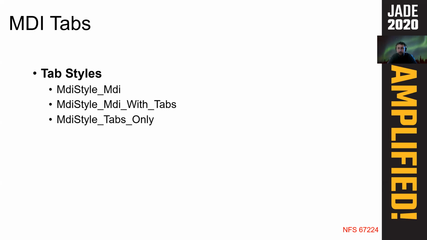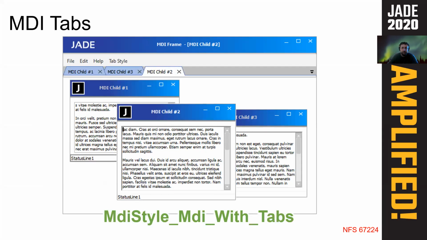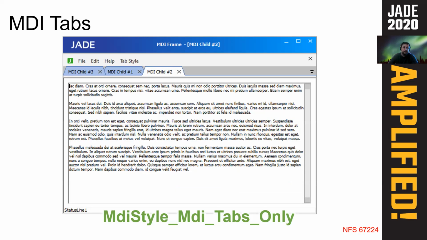And to complement that added functionality, you can now programmatically control the display of tabs for MDI child forms. There are 3 styles. MDI style MDI, which is the default. They're just the standard MDI child forms, which are the same as in early releases. MDI with tabs. This style displays a tab for each child form that can be minimized, maximized, or restored. And tabs only, where you've still got a tab for each child form, yet only the top MDI child form is visible, and it's always maximized.